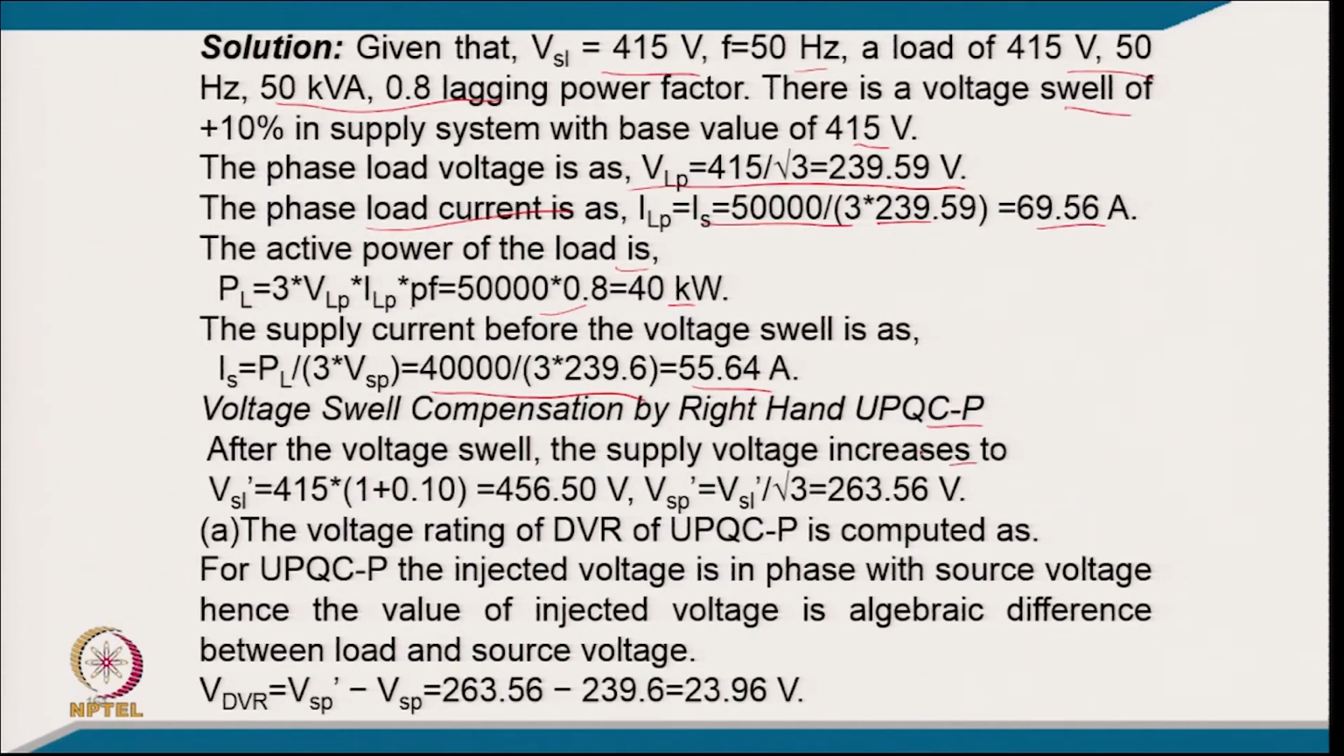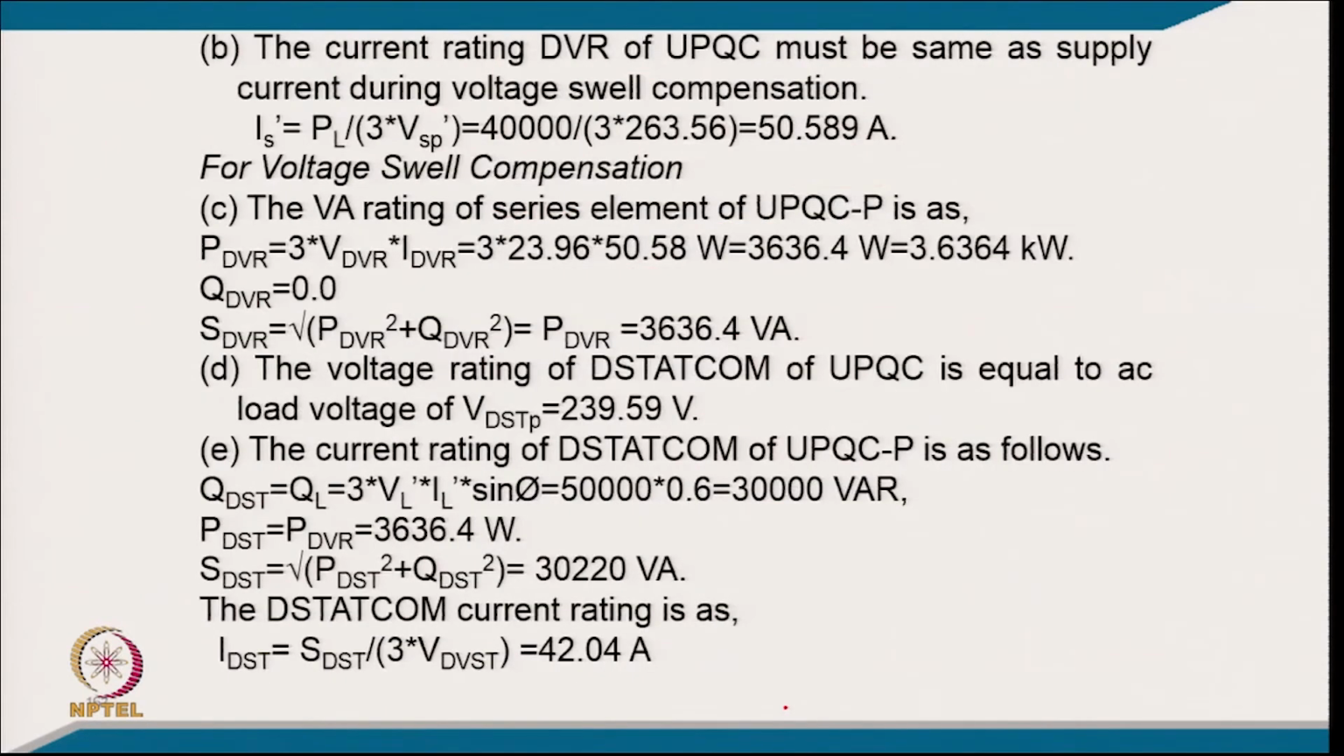So, after the voltage swell the supply voltage increases by 10%, so it comes to 456.54, or the phase voltage is 263.56 in place of 239.59. So, the voltage rating of the DVR of the UPQC is computed as follows: for UPQC P, the injected voltage is in phase with the source voltage, and the value of the injected voltage is the algebraic difference of the two. So, you can find the DVR voltage directly as 23.96 volt, and the current rating of the DVR of UPQC must be the same as the current rating under the swell condition. So, from this we can find the current on the grid side. So, it is 50.5.